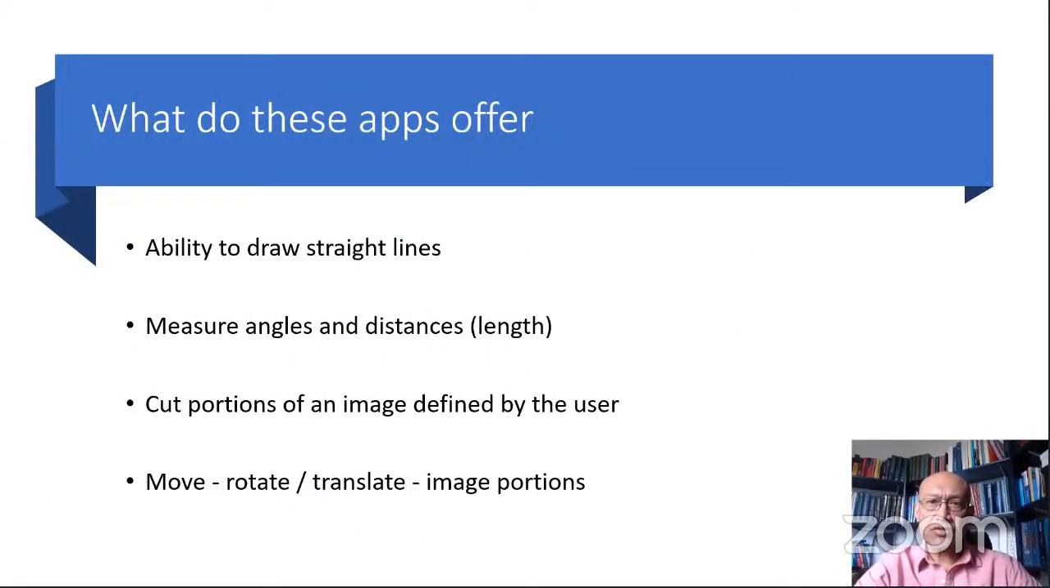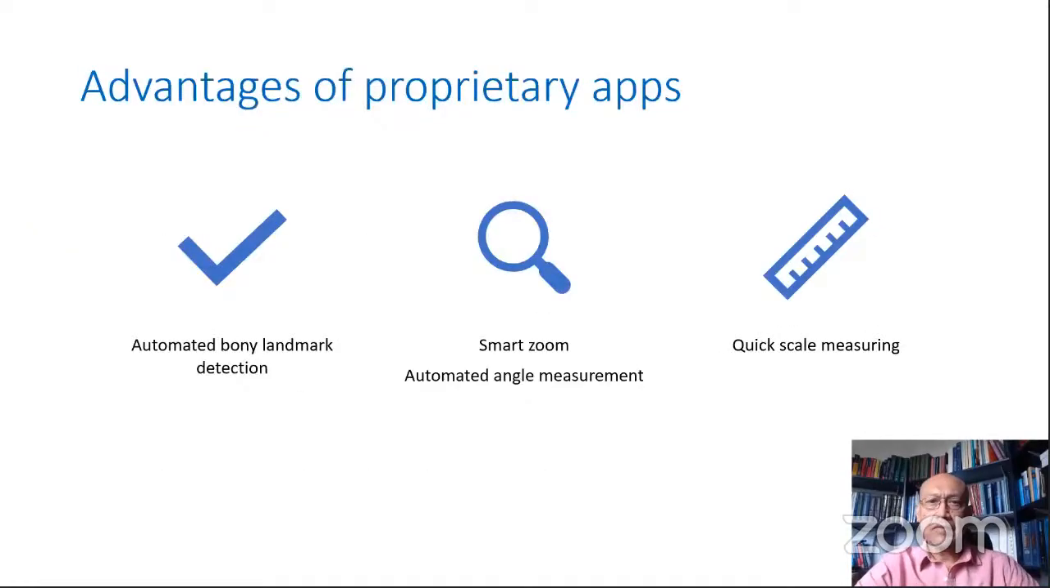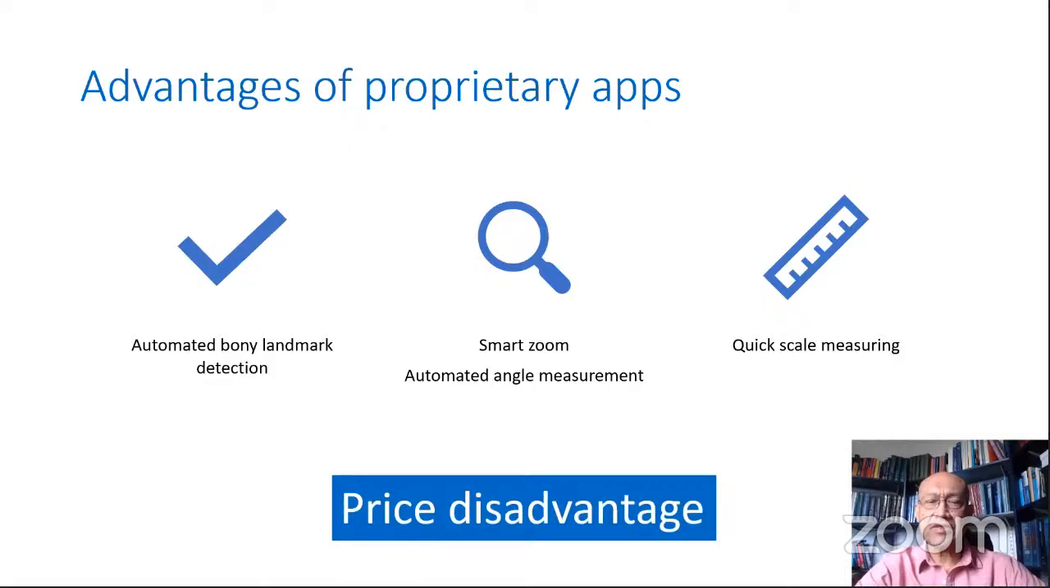These applications share the ability to draw and measure lines, measure angles, and cut portions of images to move them in order to simulate correction. These are properties shared by all these applications. And they have the advantage that many of these steps are automated. However, there is a significant price disadvantage.